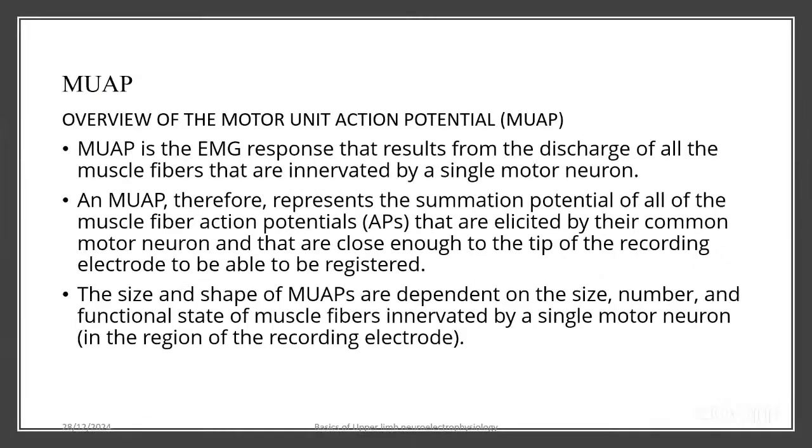MUP is an EMG response that results from the discharge of all the muscle fibers that are innervated by a single motor neuron. And an MUP represents the summation potential of all the muscle fiber action potentials that are elicited by their common motor neuron and are close enough to the tip of the recording electrode to be able to register. The MUP amplitude is dependent on only a couple of muscle fibers which are nearby. The size and shape of MUPs are dependent on the size, number, and functional state of the muscle fibers that are innervated by a single motor neuron in the region of the recording electrode.